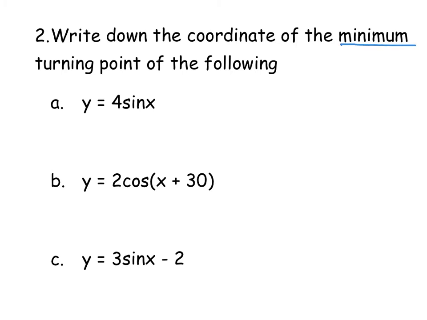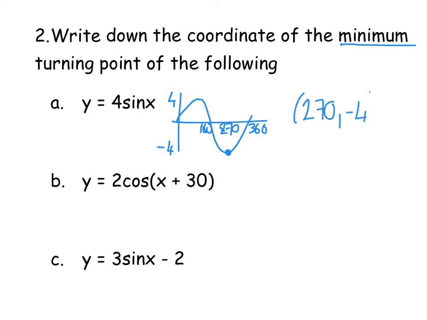So the graph of 4 sine x, so I'm going to do a wee sketch. So the graph of 4 sine x looks like this. Its maximum is 4 and its minimum is -4. So the lowest point it goes to is -4, and that occurs, remember the middle is 180, so the middle of 180 and 360 is 270. So as a coordinate, that would be along 270, down 4.